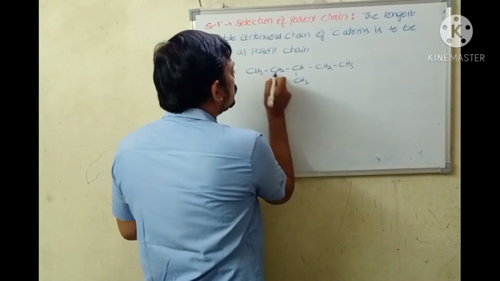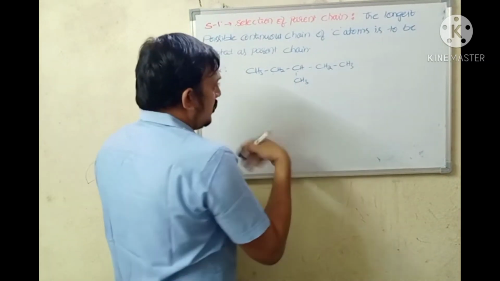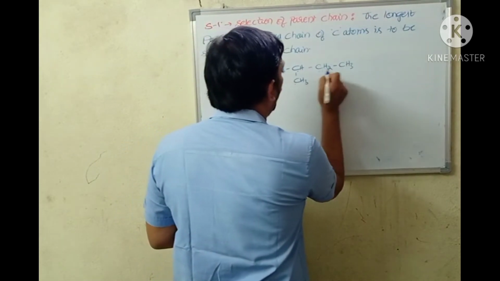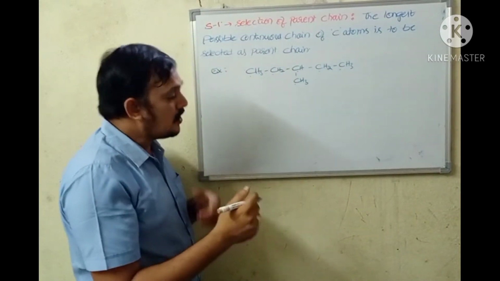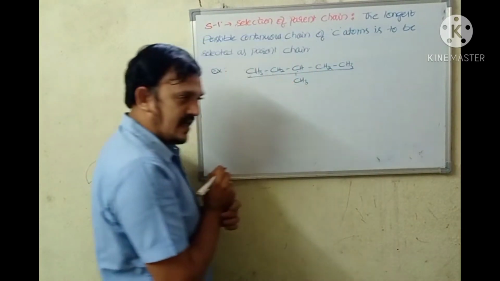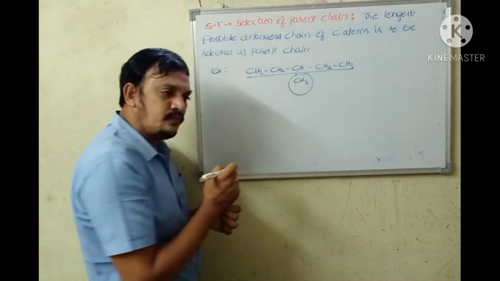So 1, 2, 3, 4. That is a 4 carbon chain. We'll see for other chains too. 1, 2, 3, 4, 5. A 5 carbon chain is to be selected as the parent chain there. You'll be getting it. So then what about this methyl group?